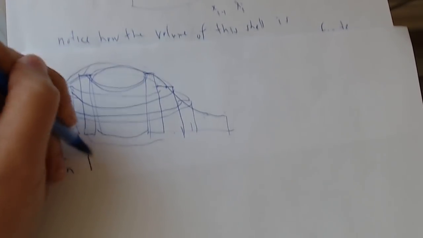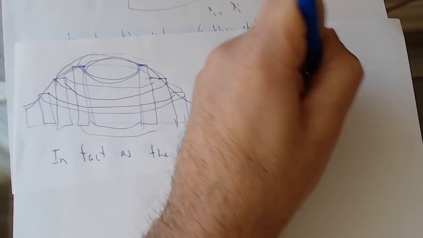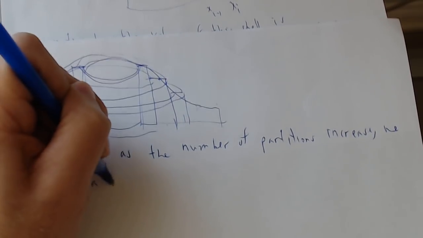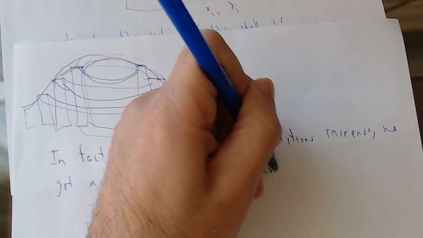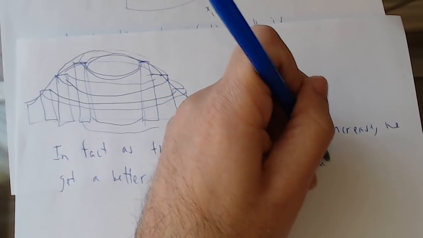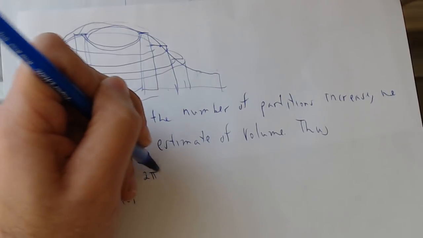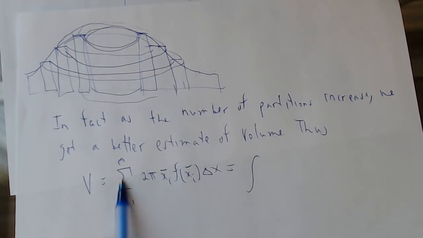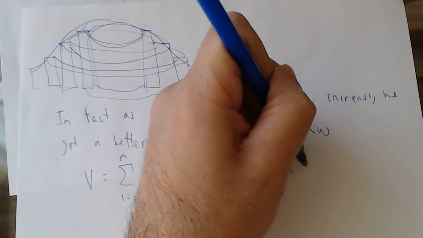So what we could say is, look, in fact, as the number of partitions increases, we get a better estimate of volume. So, thus, if we want to get the exact volume, we would say the volume equals the limit as i goes from 1 to infinity of 2 pi x sub i bar f of x sub i bar delta x. That's the same thing as the integral. Remember, if I send it to infinity, that's the integral from a to b of 2 pi x f of x dx.